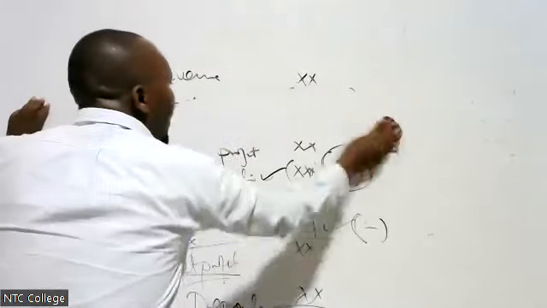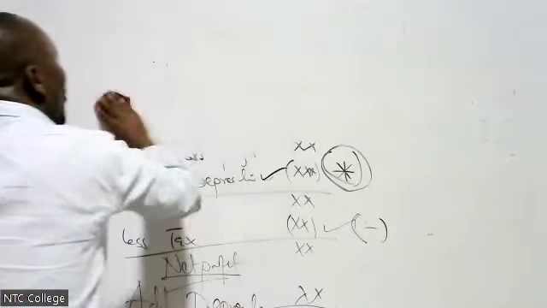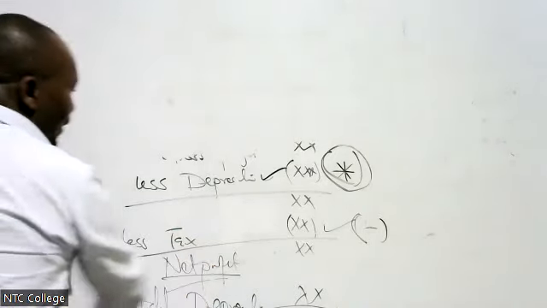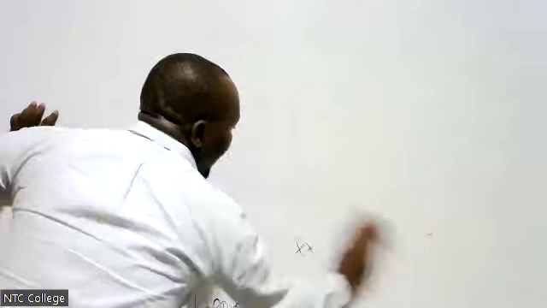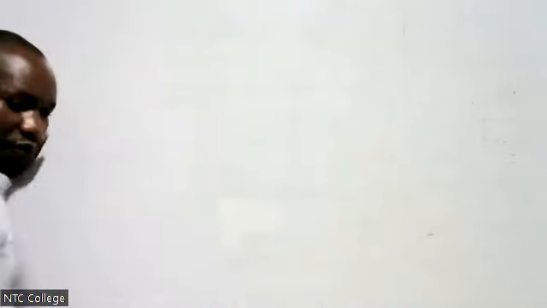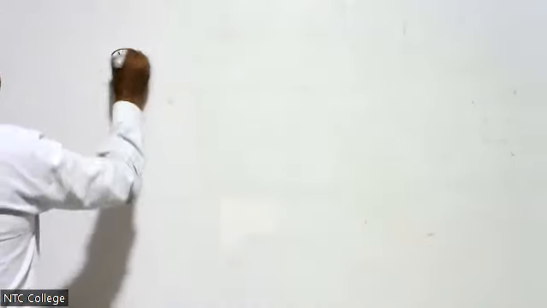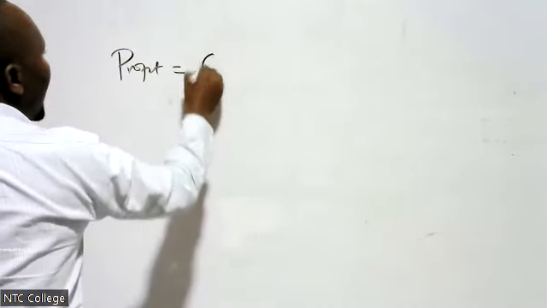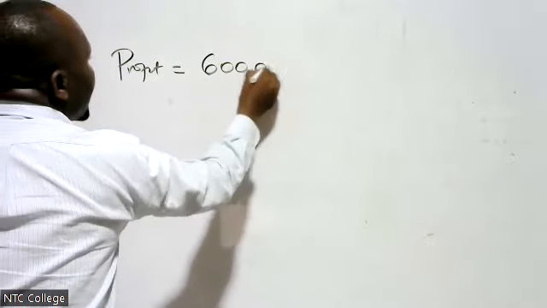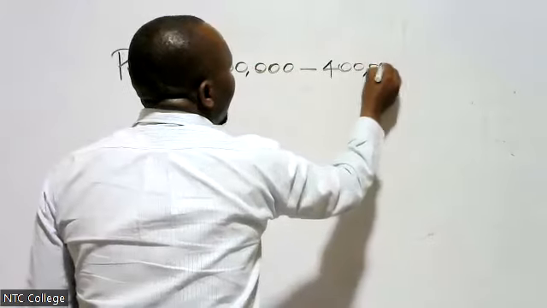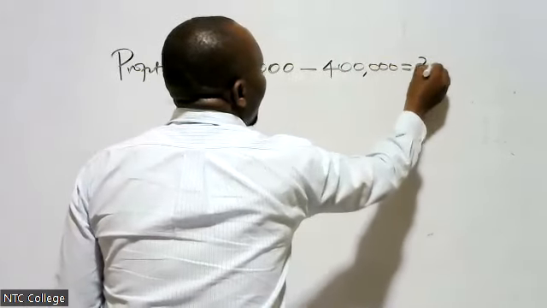Therefore, you need to ask yourself, how do I arrive at the profit before tax? Then you tax it. That is just an illustration. So let's do it practically. So we start with our profit. Our profit in the first year is 600, because there is no increment in the first year, minus 400, that is the cost. The profit is 200.